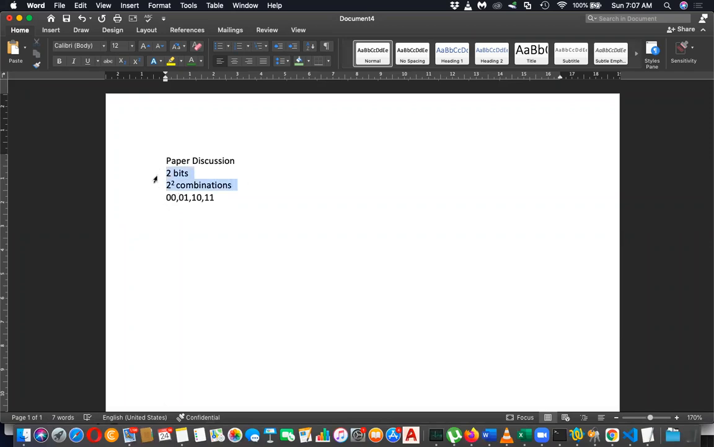If there are 3 bits, 2 to the power 3 combinations, which means 0 0 0, 0 0 1, 0 1 0, 0 1 1, 1 0 0, 1 0 1, 1 1 0, and 1 1 1. These are the 8 combinations.